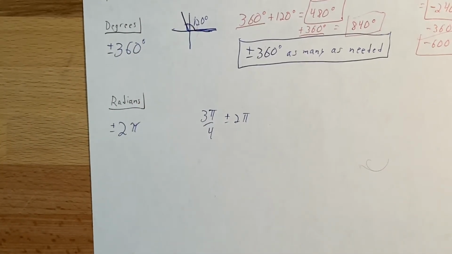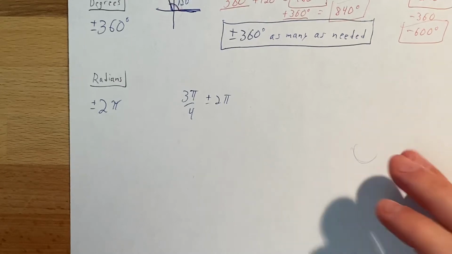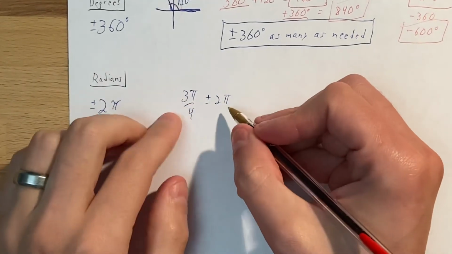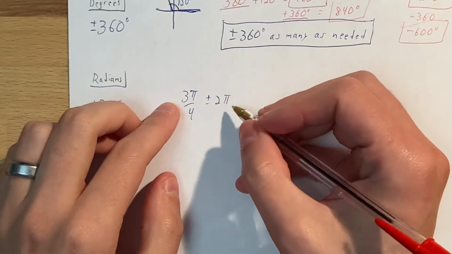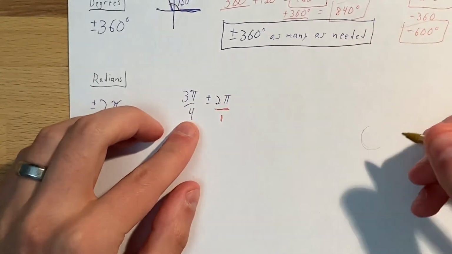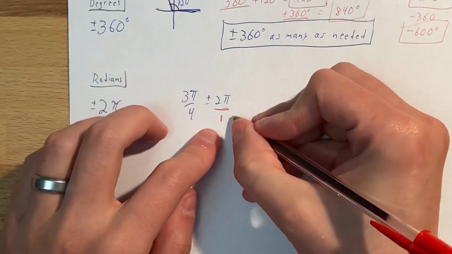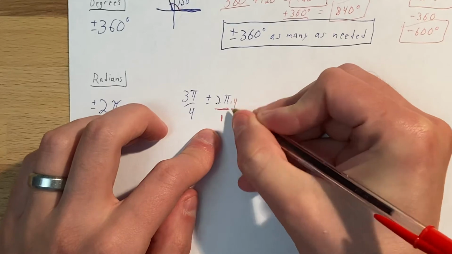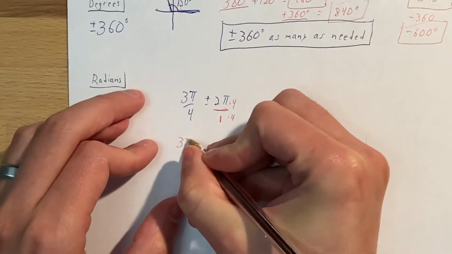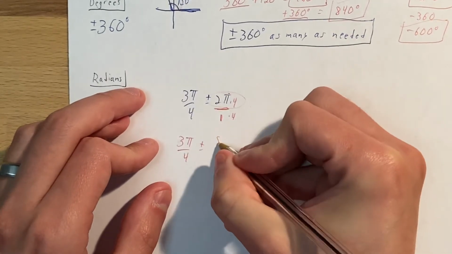You just have to be careful, because this is a little bit more complicated than degrees. Because degrees, these are just whole numbers. Adding whole numbers is easier. With fractions, you cannot add these right now. 3 pi over 4 plus 2 pi, they don't have a common denominator. Right now, this one's over 1. So you have to get a common denominator. In this case, you would multiply it by 4 over 4. So you'd have 3 pi over 4 plus or minus 8 pi over 4.